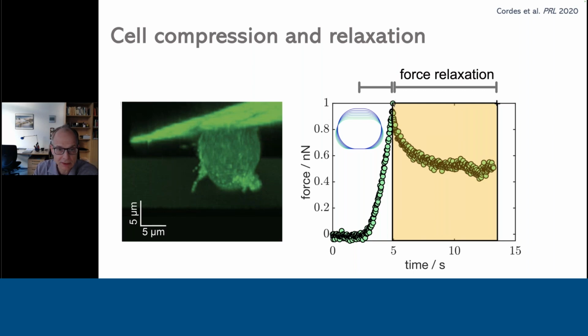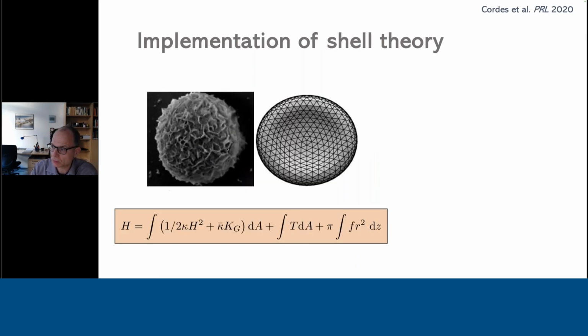Since it's a viscoelastic entity, the cell starts relaxing. This is the relaxation part here with this yellow box. In order to describe this, we have looked deeper into what is called shell theory, since we want to describe our cell, which is a typical spherical cell. It has lots of wrinkles, but essentially it's a thin layer of maybe 100, 200 nanometers, considering that the cell size is around 5 to 10 microns.